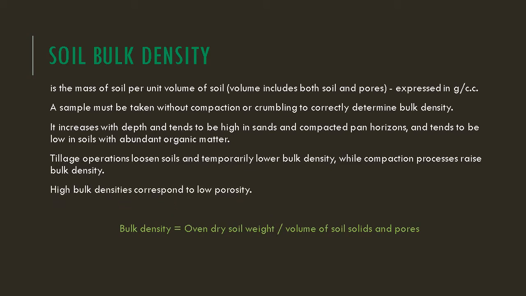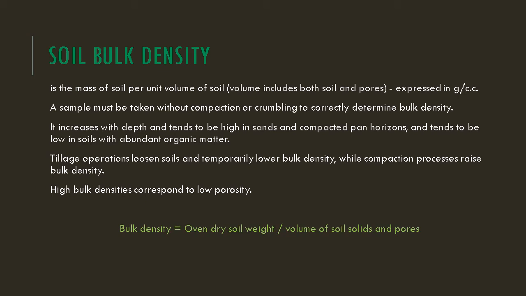So high bulk density corresponds to low porosity, and natural soil forming processes that increase aggregation reduce bulk density, but excessive tillage and raindrop impact on bare soil destroy aggregation and increase bulk density.